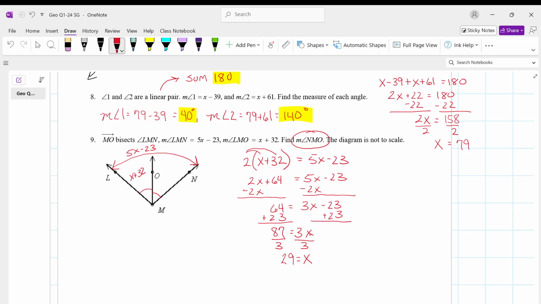So the measure of angle NMO is equal to, we're going to use this same expression, the x plus 32. So 29 plus 32 is 61 degrees.